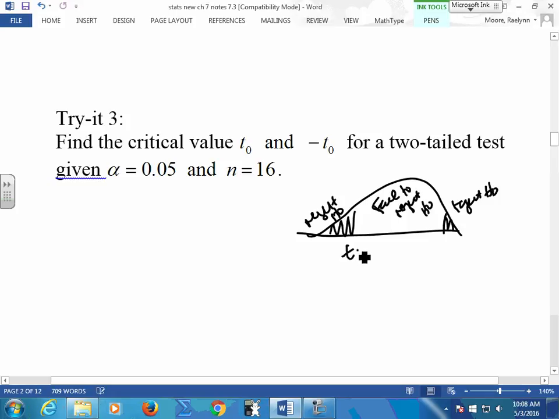So what did you get for the cutoff here? 2.131. Good, thank you. The left guy, negative.